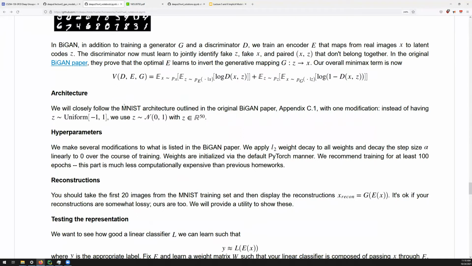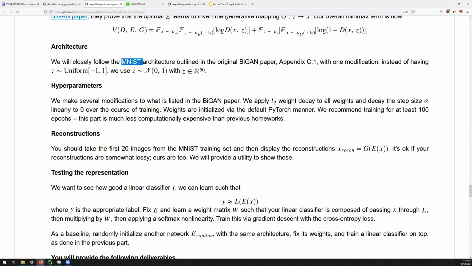For the architecture, we'll use MNIST, but the latent variable is drawn not uniformly between -1 and 1, but from a normal distribution with mean 0 and variance 1, with 50 latent variables. The size of the latent variable is 50.